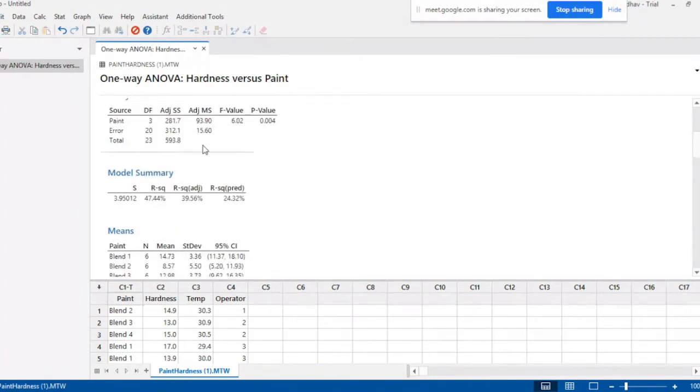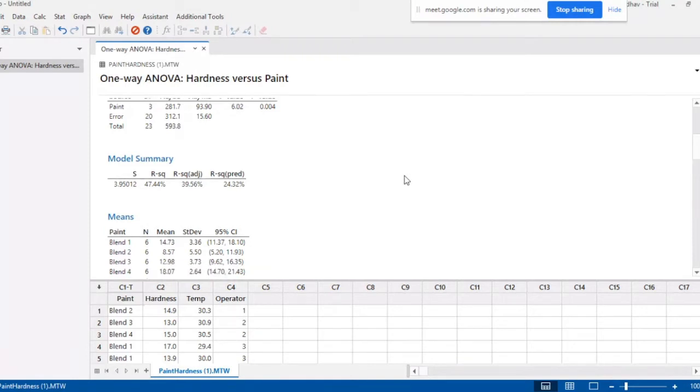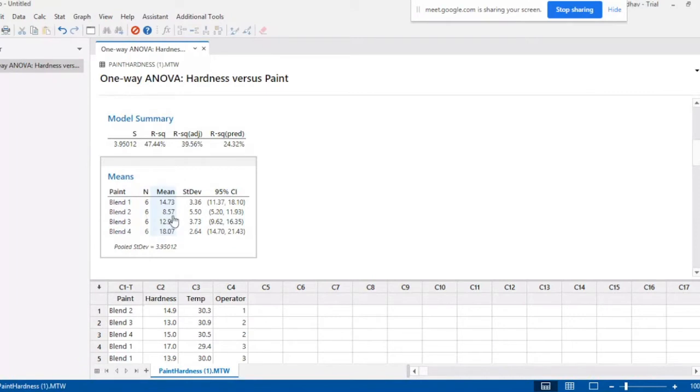Okay. And here we can see the R square value. R square value is close to 50%, 47.44. That is close to 50%. That is because of the higher standard deviation in blend 2. Can you see this table? There is higher standard deviation in the blend 2.